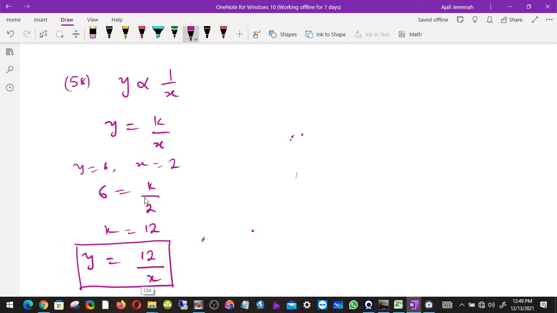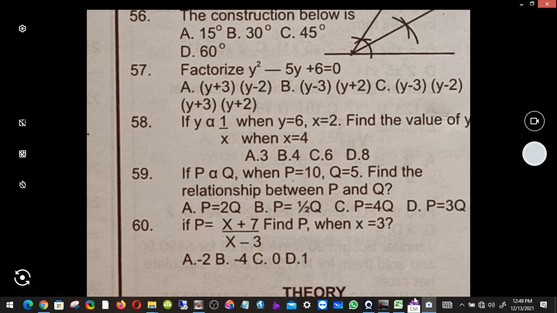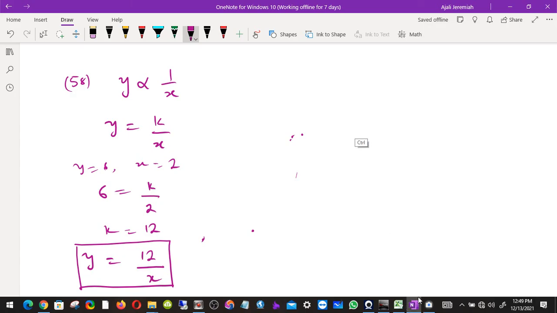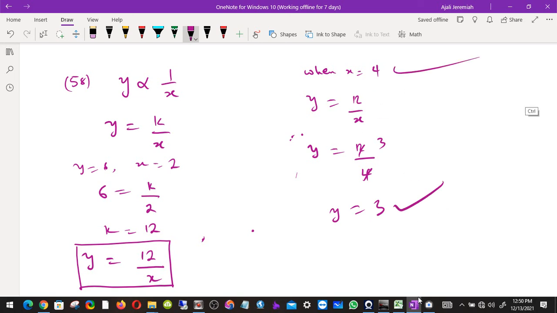So y is equal to 12 over x is the relationship. Now here is the question. It says find the value of y when x is equal to 4. Isn't it? Yes, sir. So when x is equal to 4, y becomes equal to 12 over x, so y equals 12 over 4. Cancel, please. So y is equal to 3 when x is equal to 4, right? Yes.